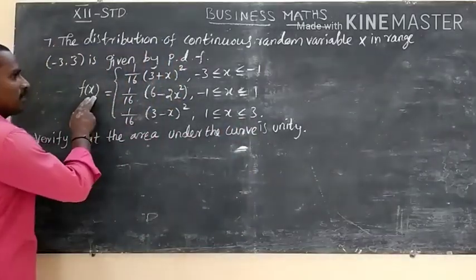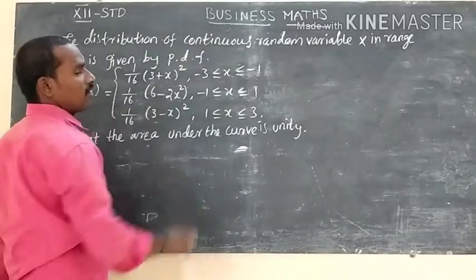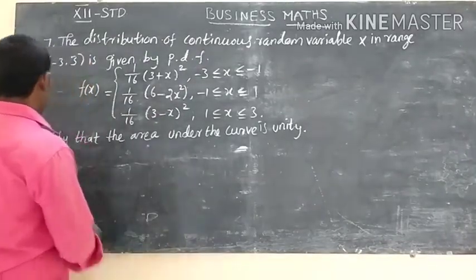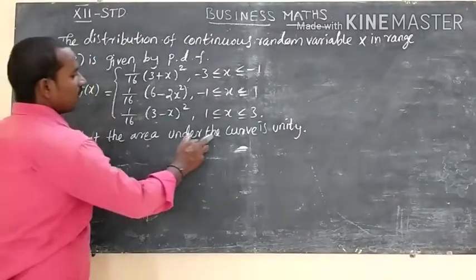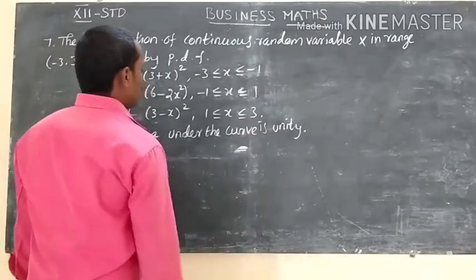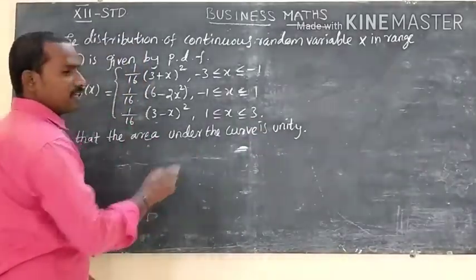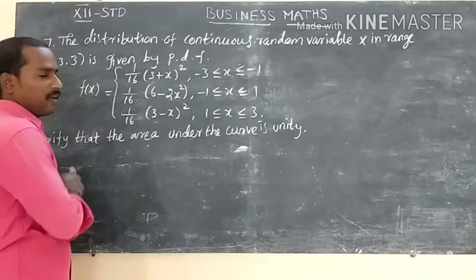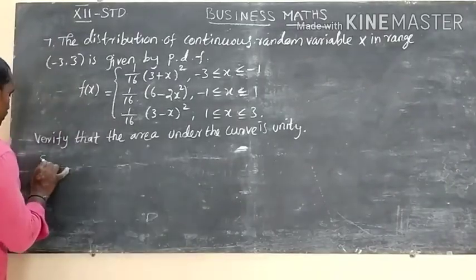The f of x given, we consider as the continuous random variable. Okay. Verify that the area under the curve is unity. Is the area equal to unity, 1, or not? We want to verify. Okay. The solution.